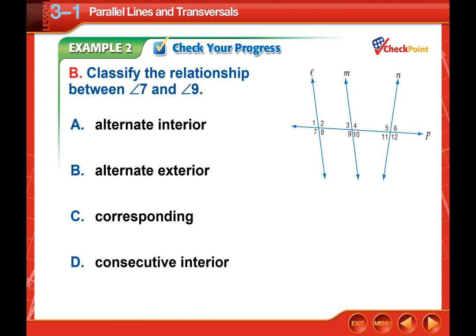Okay, classify the relationship between 7 and 9 here. Well, we just talked about something similar last time. These are on the same side of the transversal. They are on the same side of the lines. They're both to the left. This is corresponding.